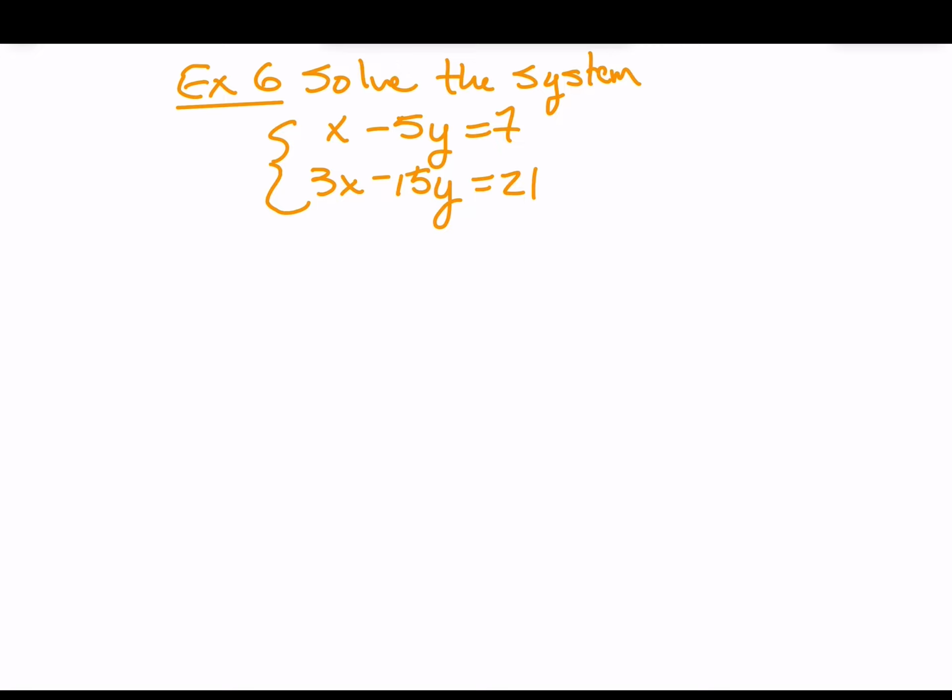Okay, example 6. We want to solve the system of linear equations by the addition method. Our first equation is x minus 5y equals 7, and our second equation is 3x minus 15y equals 21. Again, we're going to focus on trying to eliminate x, and we have the same situation as in our previous example, where we have 3x and x, so we can multiply the first equation by negative 3.